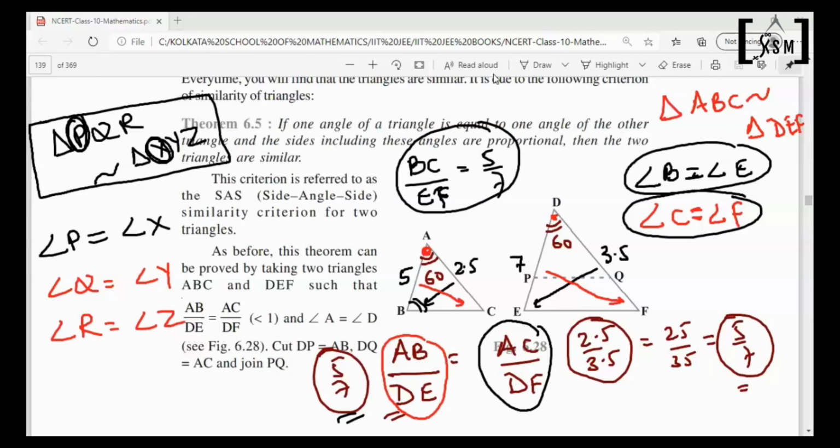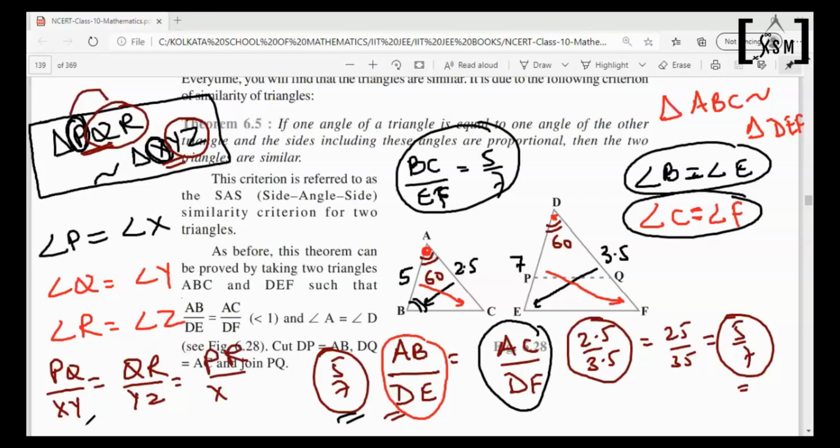And also, side PQ ratio with XY, QR ratio with YZ, and PR with XZ. Can you see the pattern? These ratios will be equal. Without looking at the figure, just based on this information, we can say all this about the two triangles. Make sense?